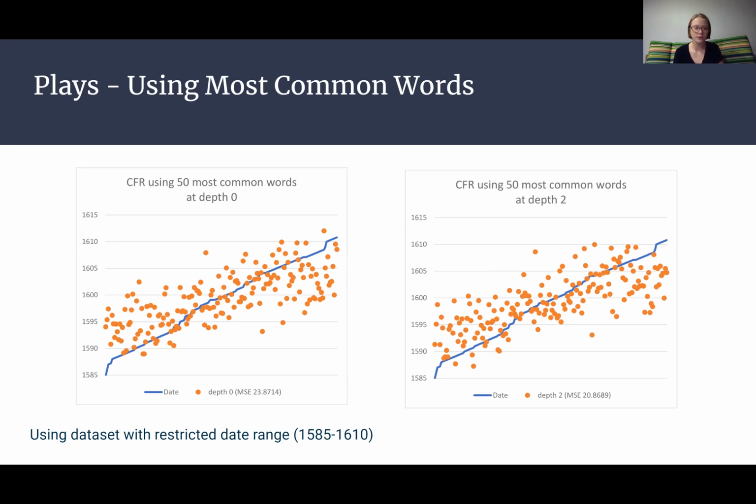On the left here, we have the result at depth 0, and you can see it does pretty well. It certainly follows the trend. There are a lot of dots that are directly on the blue line. And on the right, we have the result at depth 1, so it's a little bit better. We went from an MSE of 23.87 to an MSE of 20.87. So slight improvement there. And especially compared to the results we got in the proteins dataset, we're doing very well here with this dataset.